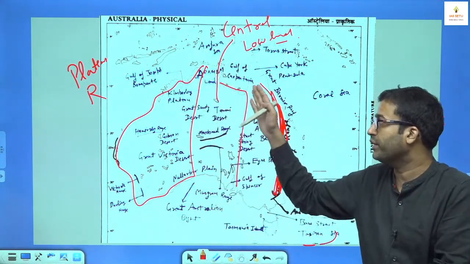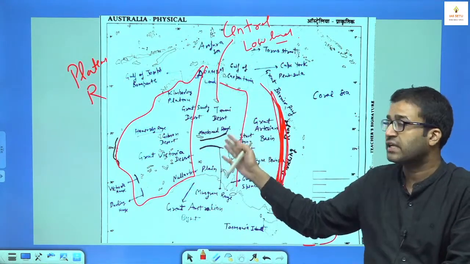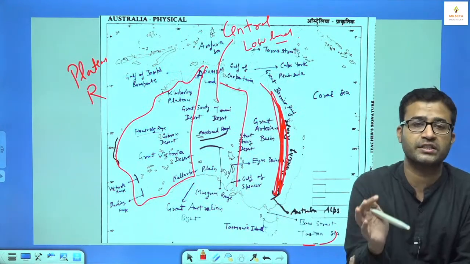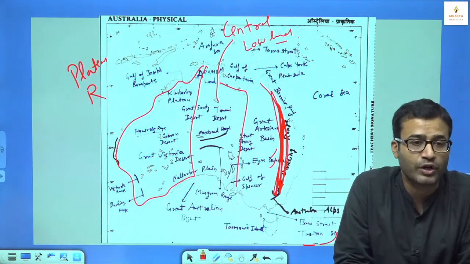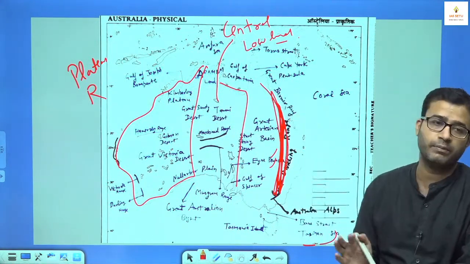So what we do, we divide in 3 parts. On the western side, this is a plateau region. In the central, there is a central lowland. On the eastern side, this is a mountain region. Like the Himalayas, on their eastern side there is a mountain range, which is known as Great Dividing Range. And in the ocean goes the Great Barrier Reef.